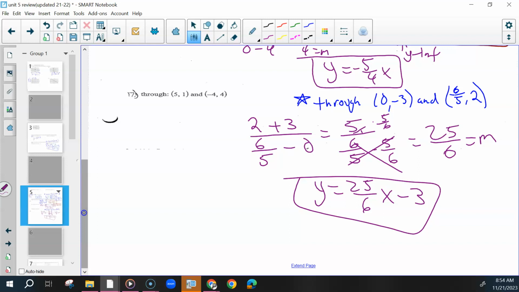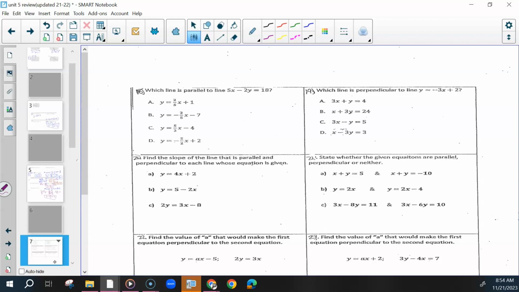So on to the next page. Questions on this page? Any other questions on this page?